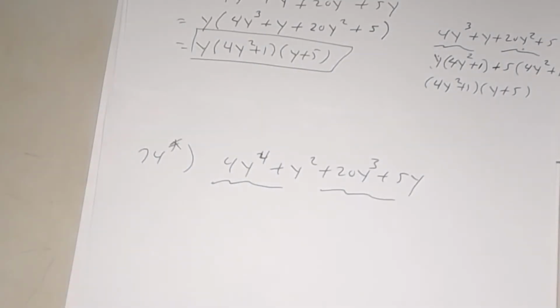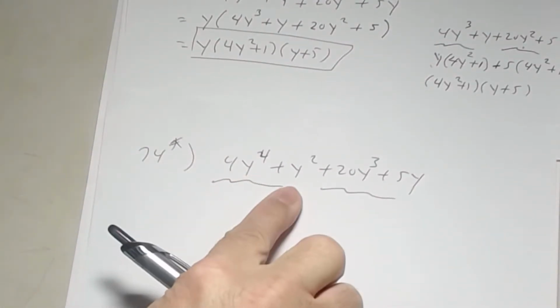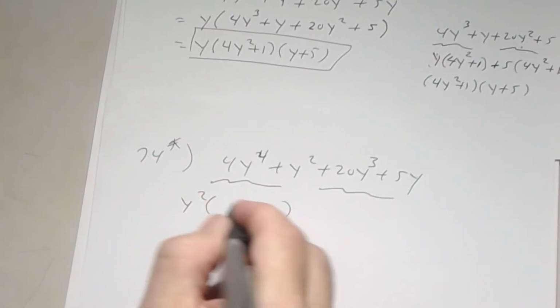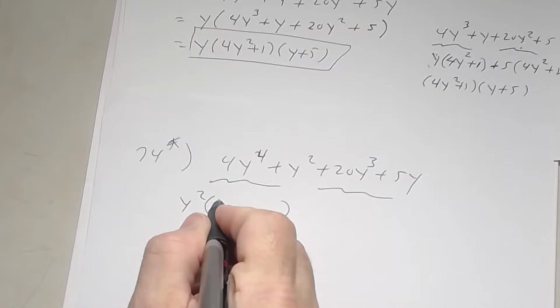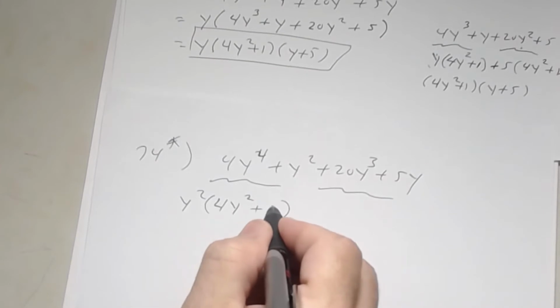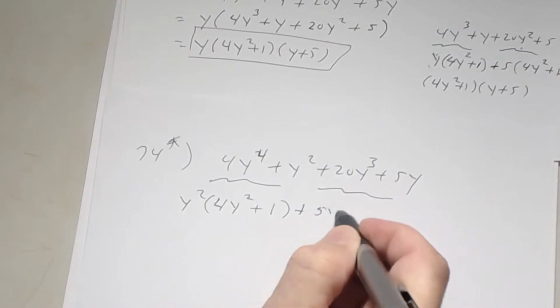So from the first group, though, what is the GCF? Y squared. Whoever said y squared, good for you. Whoever said y, it is y squared. I have 4 factors of y here, 2 factors of y here. How many do I need? 2. Times what? 4y squared plus 1. What's my GCF here? 5y. Times what?